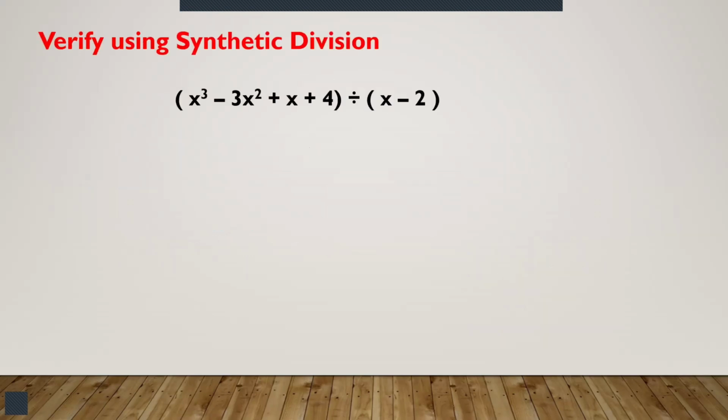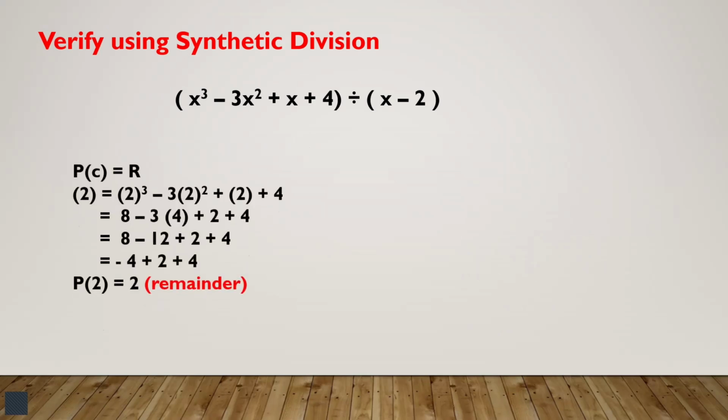So let us divide this synthetically. According to the remainder theorem, the remainder is 2. Now, let's see if we use synthetic division, if we will get the same remainder. So we have this. We all know that on the upper left corner, we write the value of c, and aligned with this, we write the numerical coefficient of the dividend.